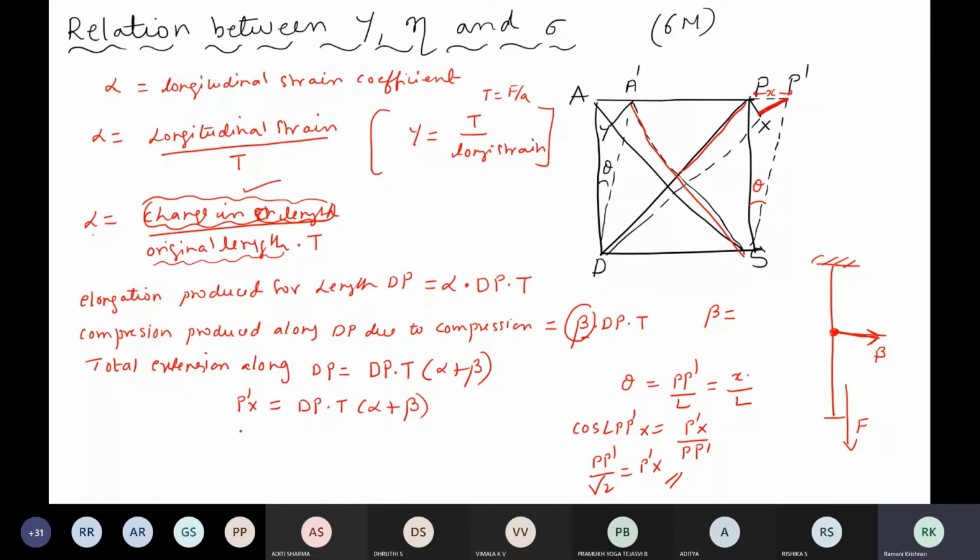Instead of p dash x, I'll write pp dash by root 2 is equal to, can I write for dp, root 2 l? We wrote yesterday, no? Root 2 l, and I write alpha plus beta. Can I write this? Same thing: for dp I have taken, then for p dash x from here, pp dash by root 2. So we'll go for the next slide.